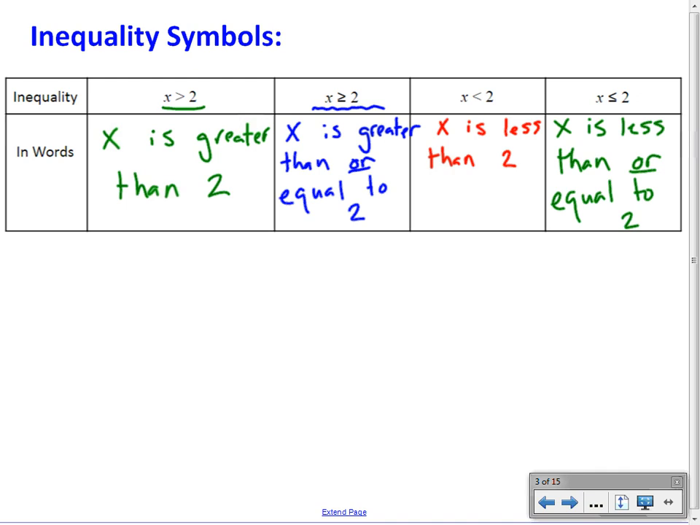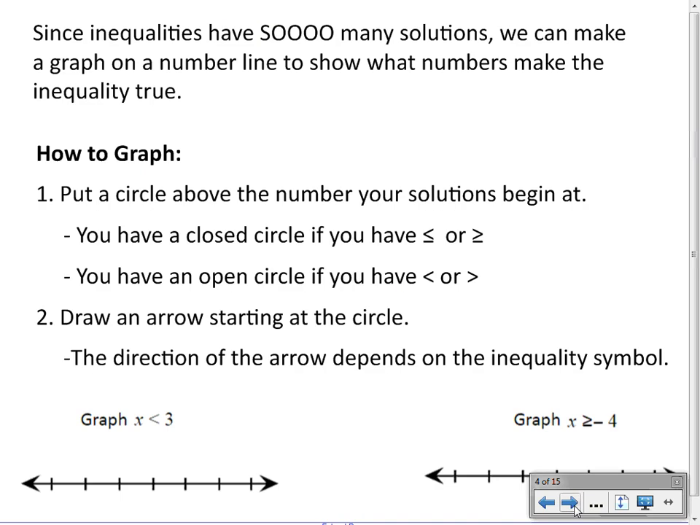Now, the big difference between inequalities and equations is that most of our equations only had a single solution. We found something like x equals 2, and that was the only solution to the entire equation. With inequalities, there are going to be a lot more. If I tell you that an inequality has solutions of x is greater than 3, that means any number that's bigger than 3 would work. So there's going to be a lot of solutions, and we're going to graph all of those solutions using a number line.